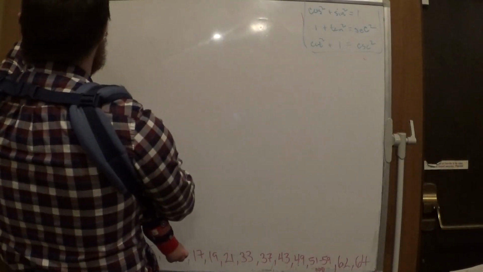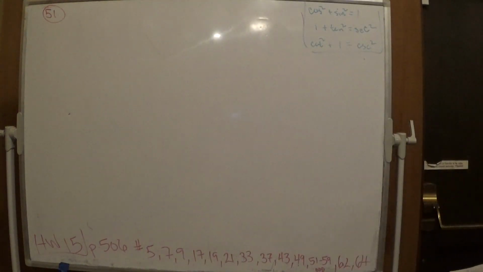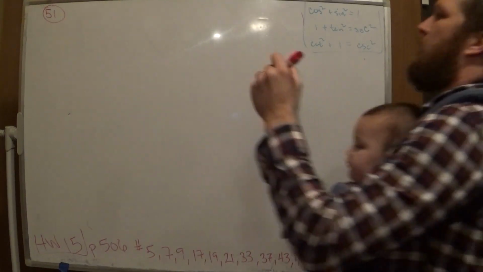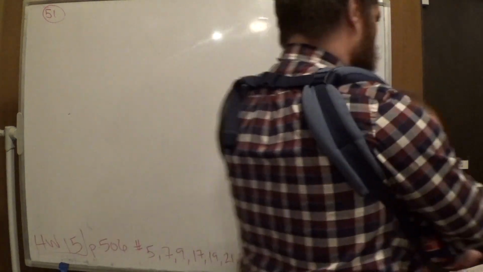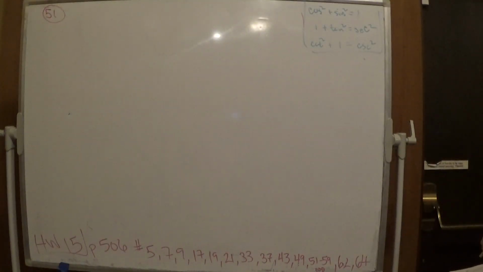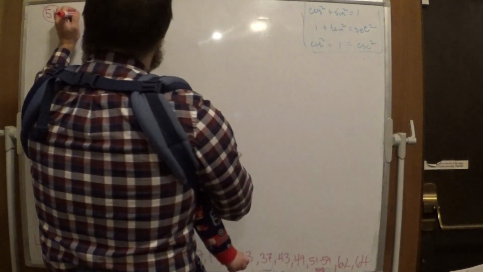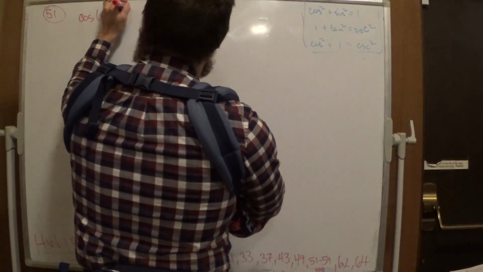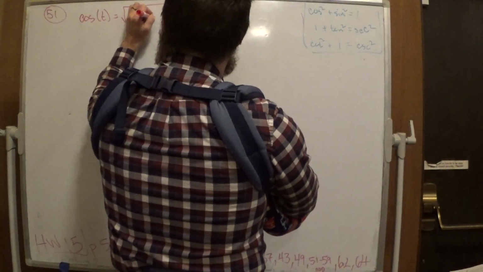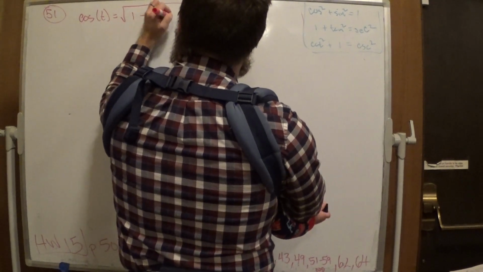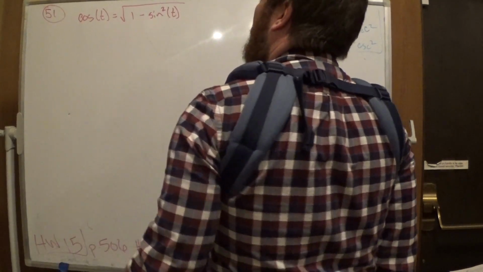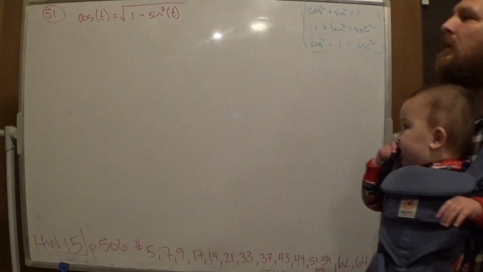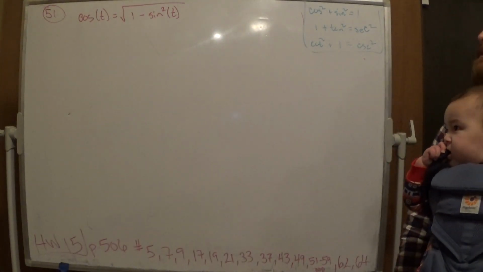51 is this. Disprove it. It suggests that you find one value that shows that it's not true. Yes, that's what I thought it said. Show that cosine t equals the square root of 1 minus sine squared t is not an identity. Wait, no, because look at this.